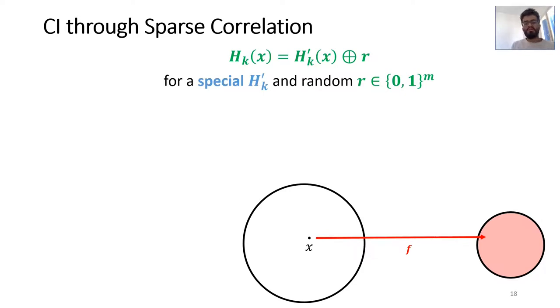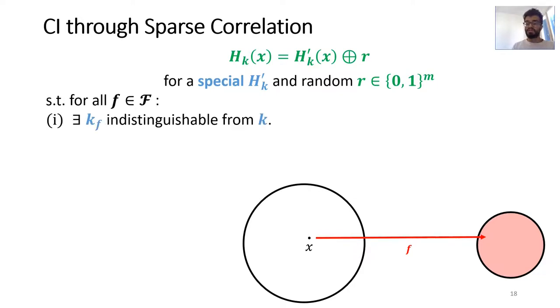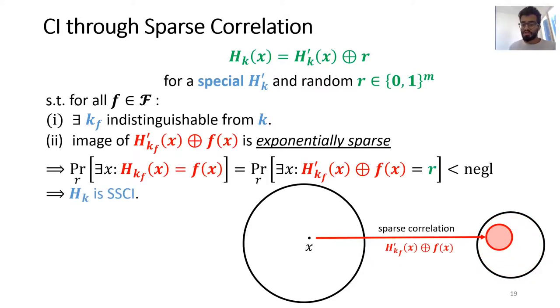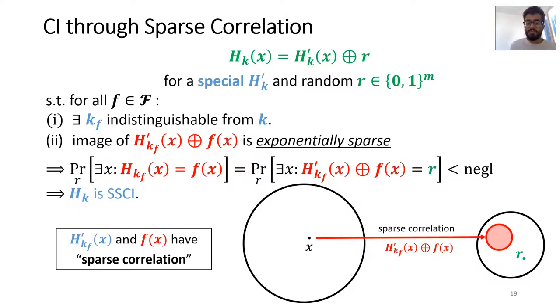So what do we require from h prime in order for it to be correlation intractable? We require that for every function f in the class, there exists a fake hash key which is indistinguishable from a real hash key. Further, we require that the correlation function, h prime of x under the fake hash key XOR f of x, so I'm calling this the correlation function because it represents the correlation of h prime under the fake hash key and f, has an exponentially sparse image. And in such a case, we say that h prime with the fake hash key and f have a sparse correlation.